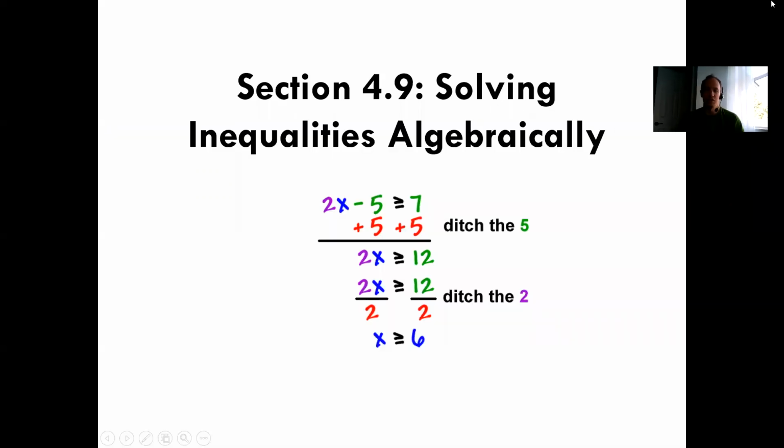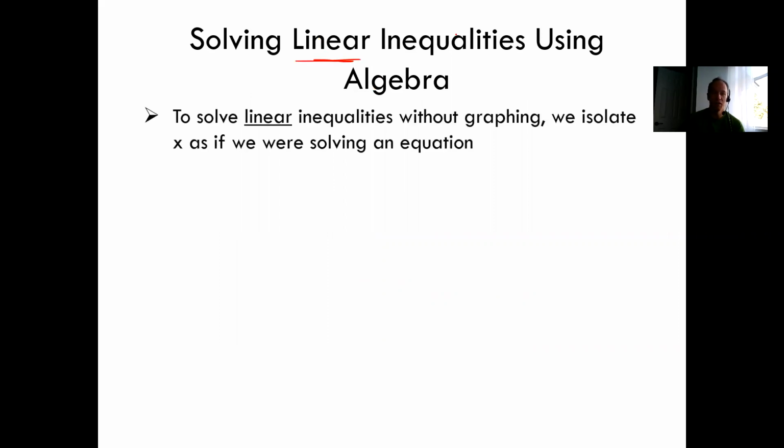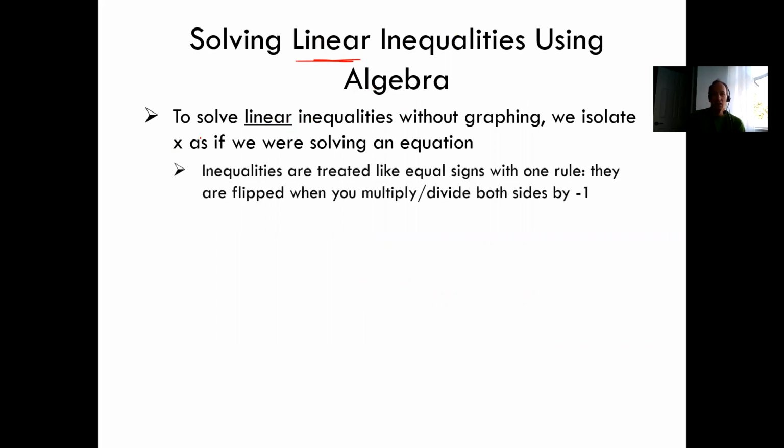So, our last section, section 4.9, solving inequalities algebraically. Let's have a look. Okay, so solving linear inequalities using algebra. This is actually pretty easy, so we'll just go through this pretty quick. When it's linear, no big thing. So when we're solving linear inequalities, all you have to do is isolate x, as if you're solving an equation. So the only thing you have to remember here is inequalities are treated like equal signs. There's one small rule or exception. They get flipped when you multiply or divide both sides by -1. We've talked about this before.